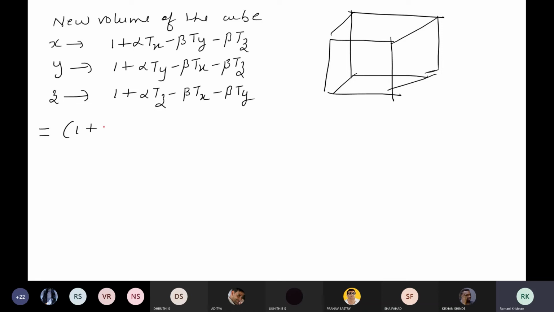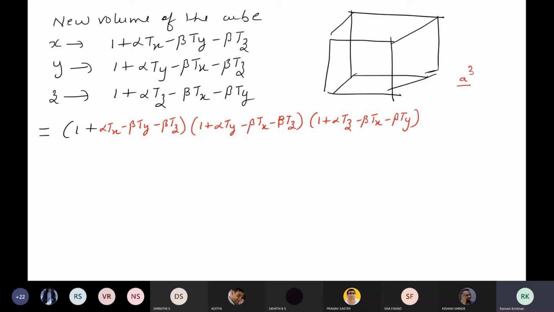Now, what is the new volume, students? The new volume is: one length is 1 plus alpha Tx minus beta Ty minus beta Tz. The other is 1 plus alpha Ty minus beta Tx minus beta Tz. Then 1 plus alpha Tz minus beta Tx minus beta Ty. We know the volume of a cube is length into breadth into height, so here also I'm writing the same thing. Before, it was 1 into 1 into 1, but now they have all changed.